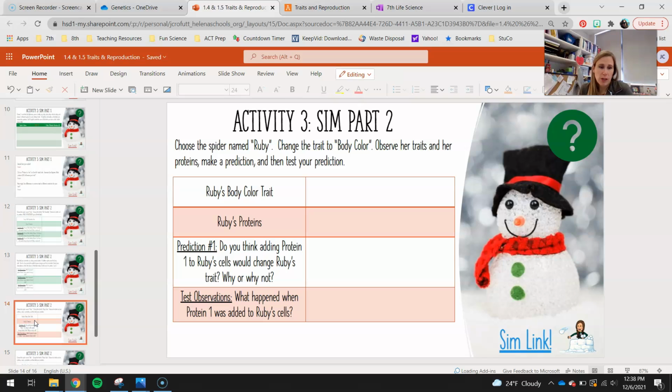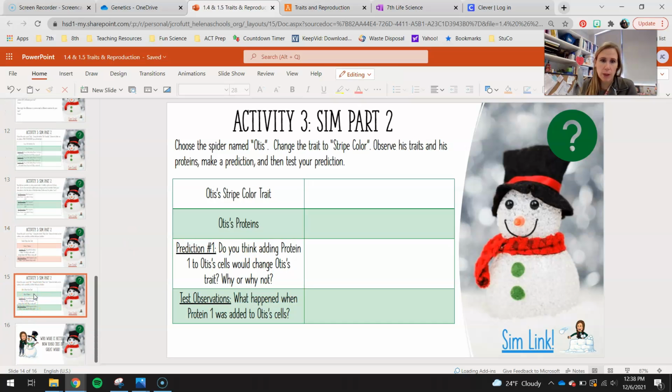Okay? Follow the directions on the next one. Choose the spider named Ruby. Change the trait to body color. Observe her traits and her proteins. Make a prediction, and then test your prediction. So what was her trait or her variation for her body color? What proteins does she have? Make a prediction. Do you think adding protein 1 to Ruby's cell would change Ruby's trait? Why or why not? And then test that. Add protein 1, see what happens.